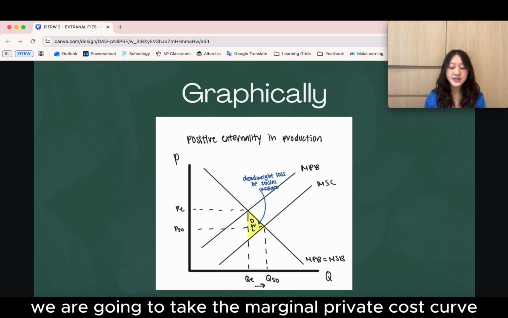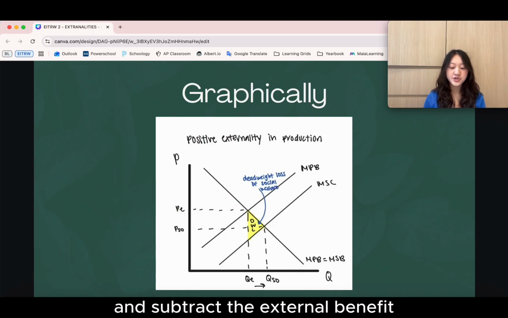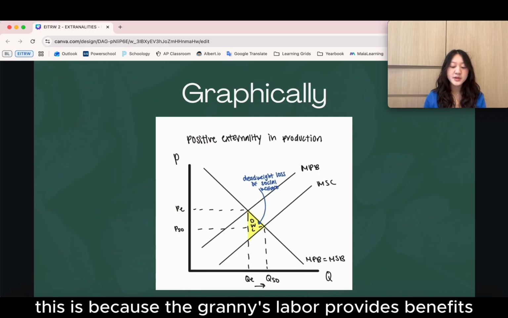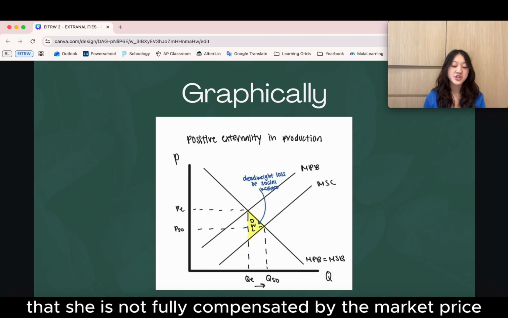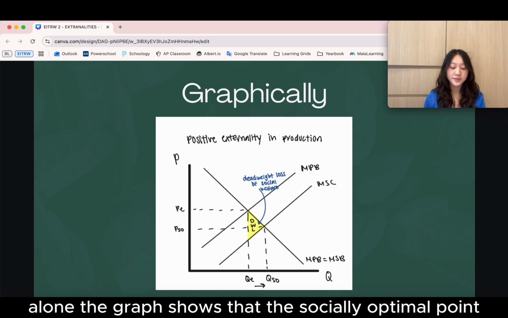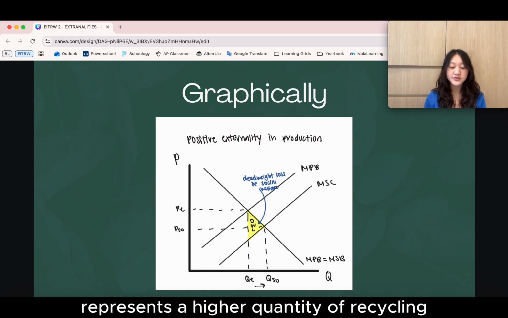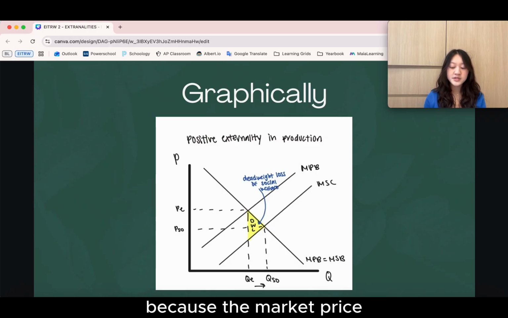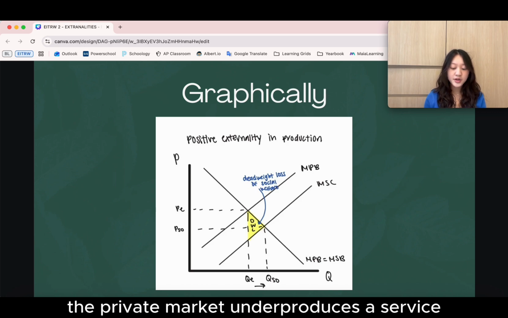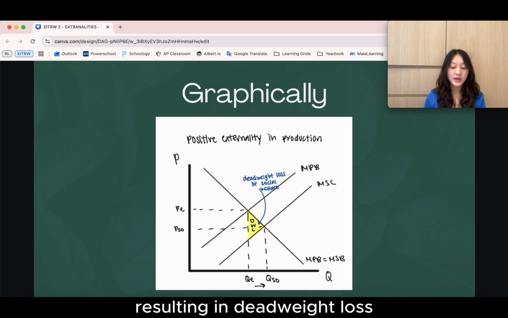For the graph, we are going to take the marginal private cost curve and subtract the external benefit created by the granny's labor. This is because the granny's labor provides benefits to the city that she is not fully compensated by the market price alone. The graph shows that the socially optimal point where marginal social cost equals marginal social benefit represents a higher quantity of recycling than the market equilibrium. Because the market price alone does not compensate the grannies for the cleaning that they provide, the private market underproduces the service, resulting in deadweight loss.